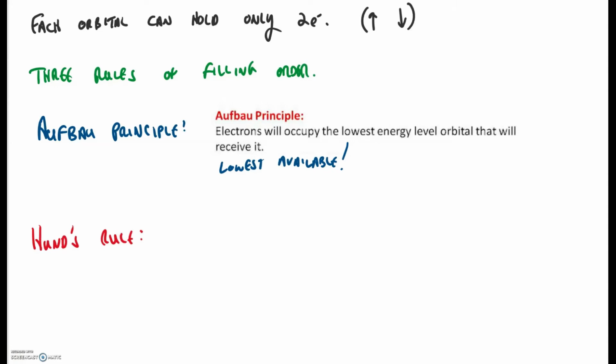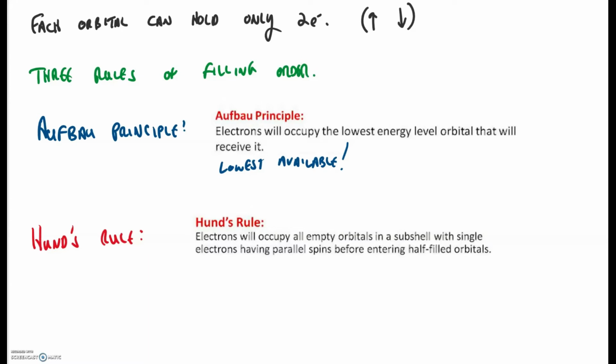This is called Hund's rule, and this one says that electrons will occupy all empty orbitals in a subshell with single electrons having parallel spins before entering half-filled orbitals. All this means is that we have to fill the empty ones first.